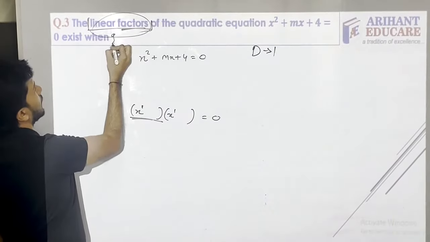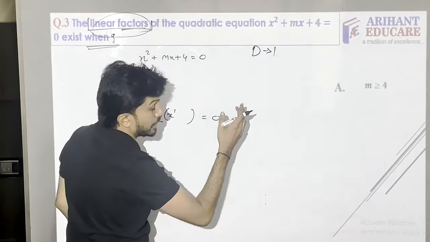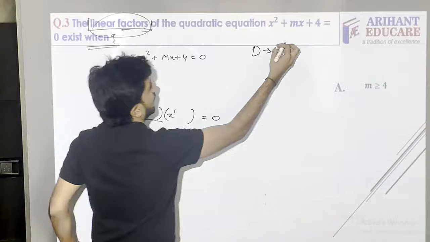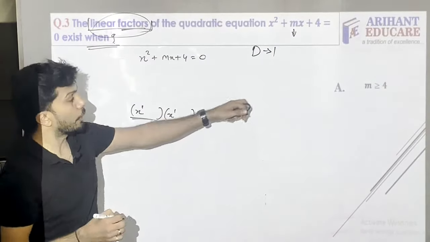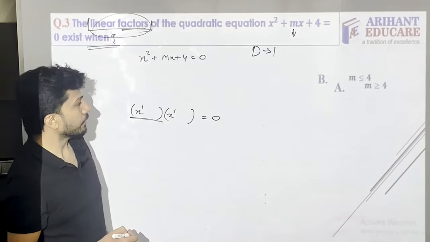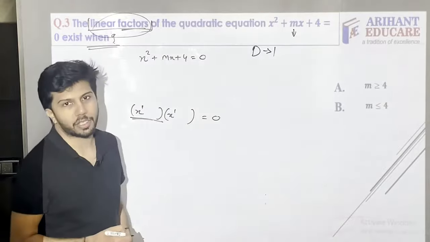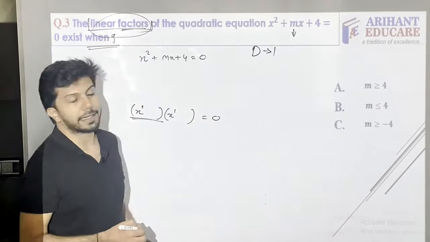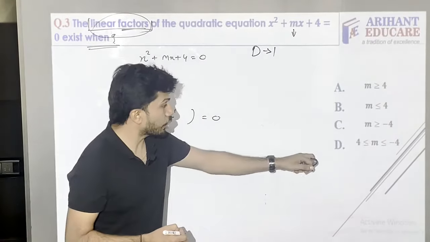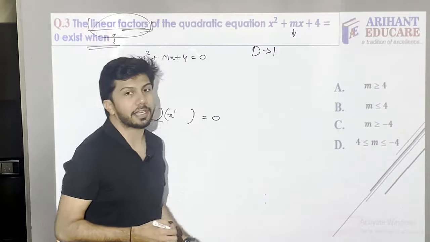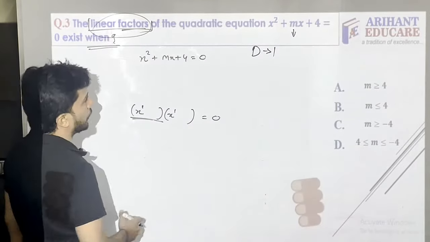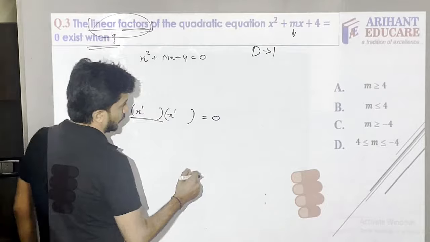So when, as in what are they talking of? Let's see the options. They are speaking in relation with m. M should be greater than equal to 4. M should be smaller than equal to 4. M should be greater than equal to minus 4. M should be greater than equal to 4 but smaller than equal to minus 4. Let's have the board and let's see what we are dealing with over here.